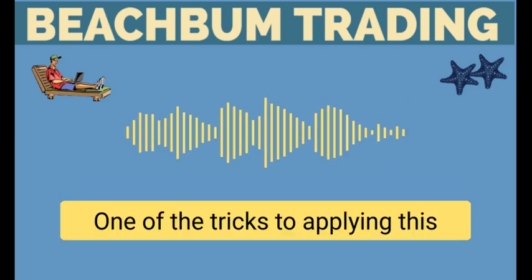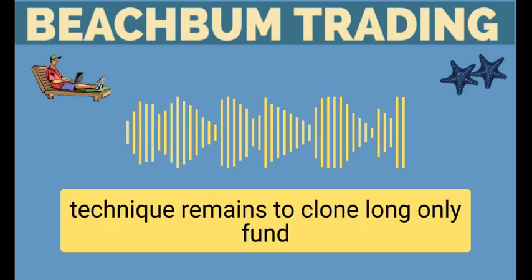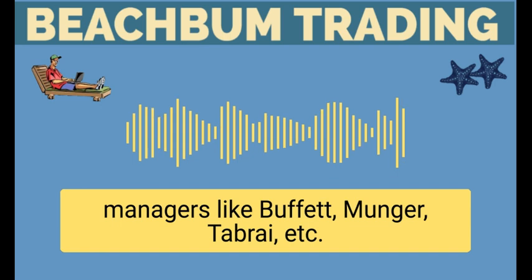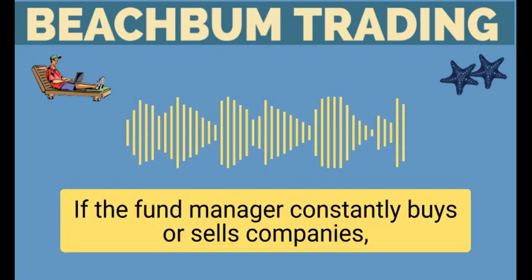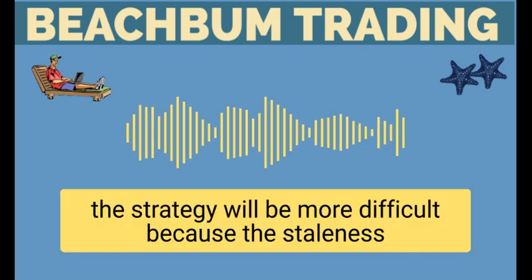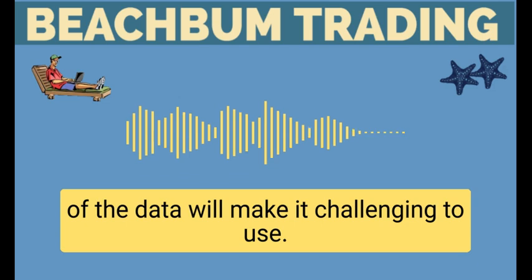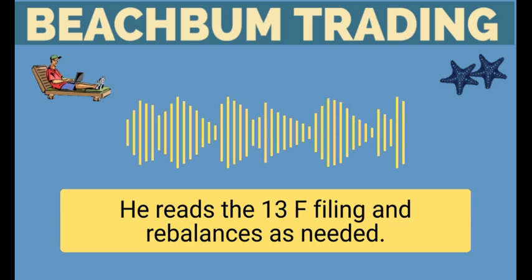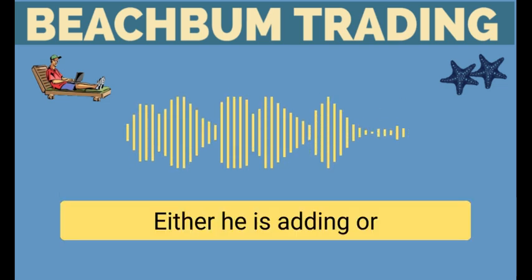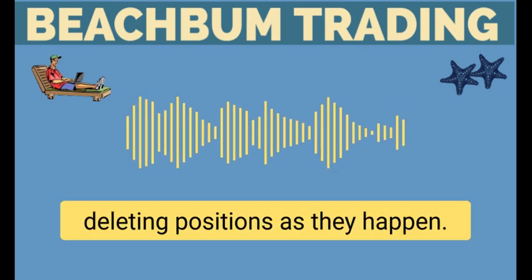One of the tricks to applying this technique remains to clone long-only fund managers like Buffett, Munger, Pabrai, etc. If the fund manager constantly buys or sells companies, the strategy will be more difficult because the staleness of the data will make it challenging to use. You can use the weighting the fund manager uses. Every quarter, he reads the 13F filing and rebalances as needed. Either he is adding or deleting positions as they happen.